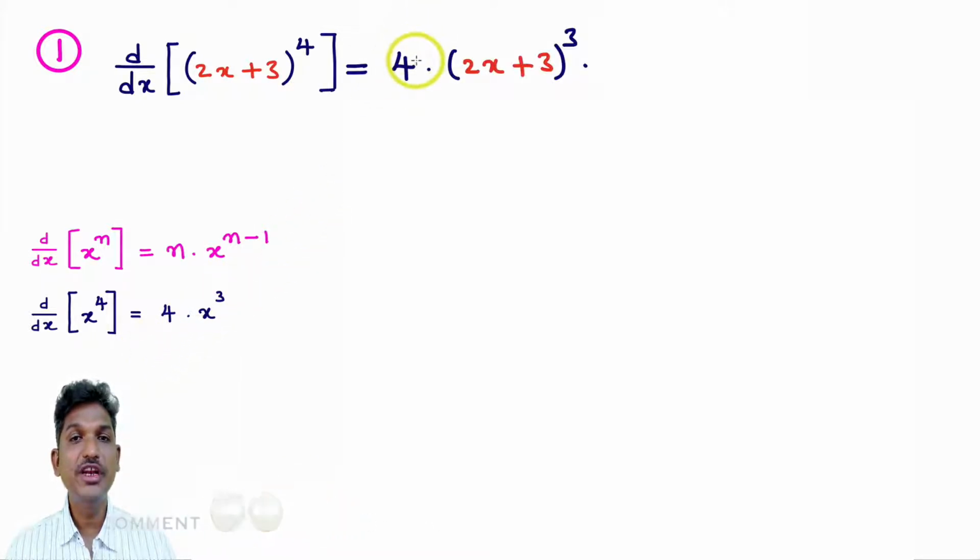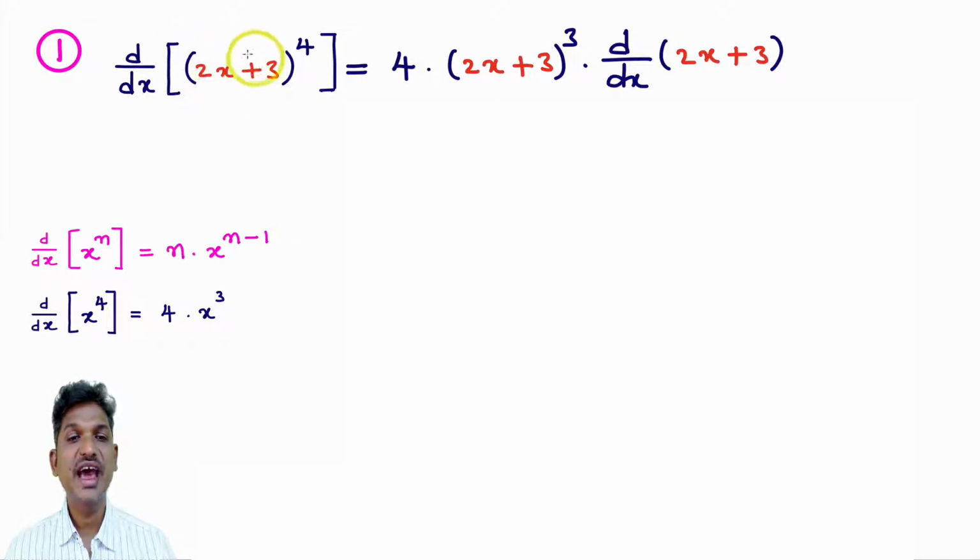So here, 4 into, don't write x. Which one did you imagine as x? That you write: 4 into (2x plus 3) whole cube into, for the one you imagined as x, you need to differentiate it. That is d by dx of 2x plus 3. I hope you are understanding. Simple thing. By seeing the question, you need to get an idea that you imagine this 2x plus 3 as x. When you imagine it as x, it looks like x power 4. So the derivative of x power 4 is 4x cube into the derivative of the one you imagined as x. I hope you understand this step.